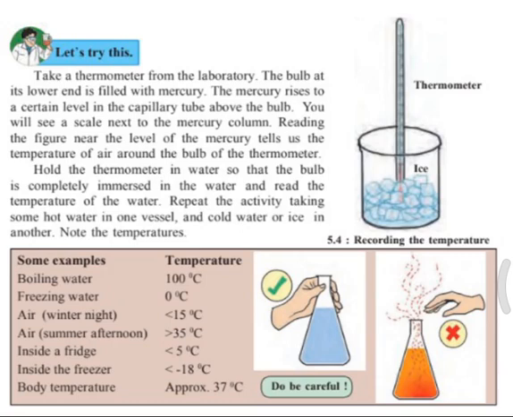Next, inside the fridge. Inside the fridge, the temperature is less than 5 degrees Celsius. Inside the freezer, okay, see here children, inside the freezer the temperature is minus 18 degrees Celsius. Okay, so it is very cool in the freezer. And children, do you know how much our body temperature is? Yes, it's approximately 37 degrees Celsius.